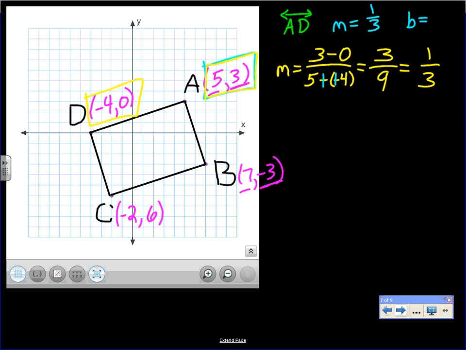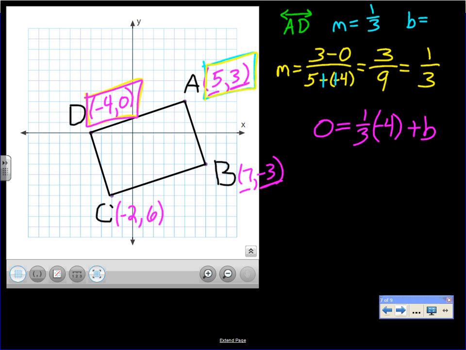And if we look, let's find the y-intercept. We're going to use the point. We can use the point, let's use this point here, negative 4, 0. Y is going to be 0, so we plug 0 in there. The slope of 1/3, and x. X is going to be negative 4 in this case. Y equals mx plus b.